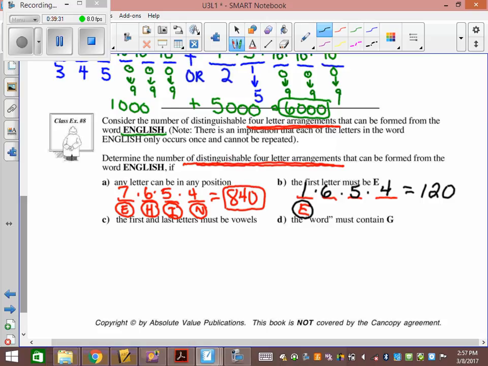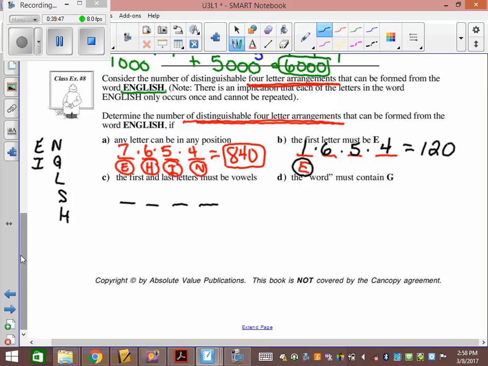First and last letter must be vowels. So English, E, N, G, L, I, S, H, has 5 consonants and 2 vowels. The first and last letters must be a vowel. So you can start with working on the first one or the last one. It doesn't matter which one, but you have to deal with those ones first because they're restricted. So the first letter must be a vowel. So I have the options of E or I. How many options is that? 2.